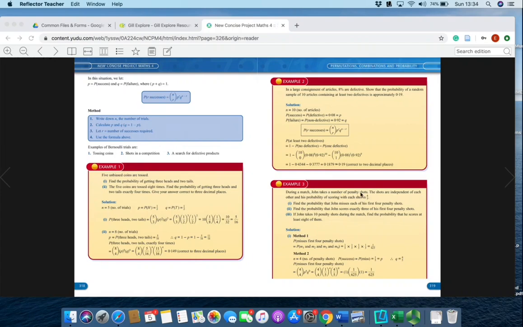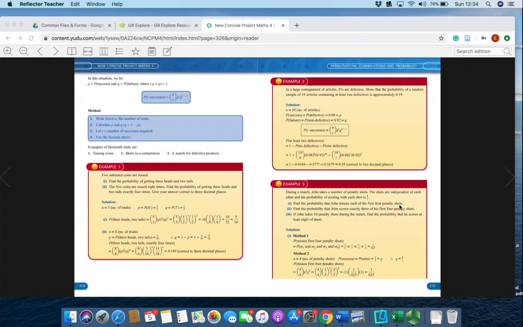During a match, John takes a number of penalty shots. The shots are independent of each other, and they have to be, that's for a Bernoulli trial. And his probability of scoring with each shot is 4/5, which also means that his probability of not scoring is 1/5. Find the probability that John misses each of his first 4 penalty shots.